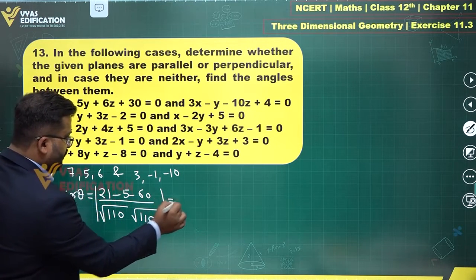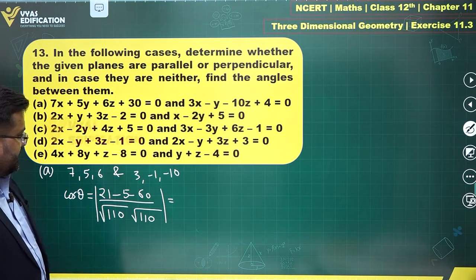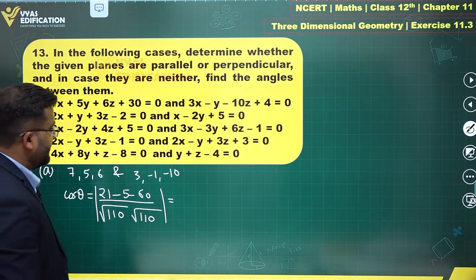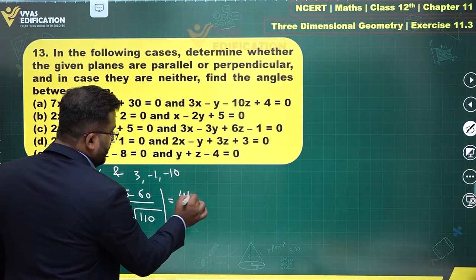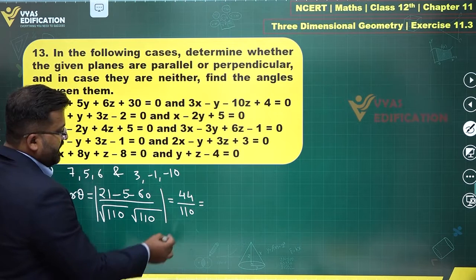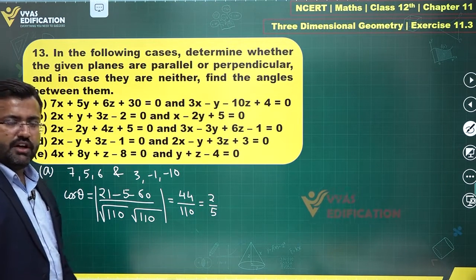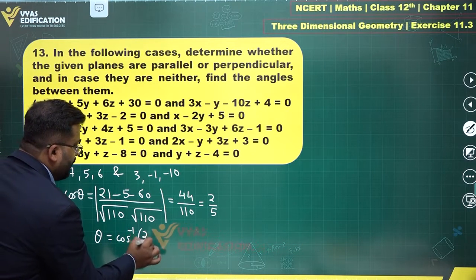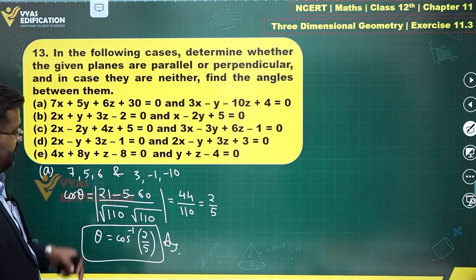You take a modulus, and what does this become? This becomes equal to 21 minus 5 is 16, 16 minus 60 is minus 44, right? So this is 44 upon 110 once you remove the modulus. And what does this become? Okay, this is 2 upon 5, dividing by 22 in the numerator and denominator. Therefore, theta is equal to cos inverse 2 by 5. That's the answer for this A part over here.